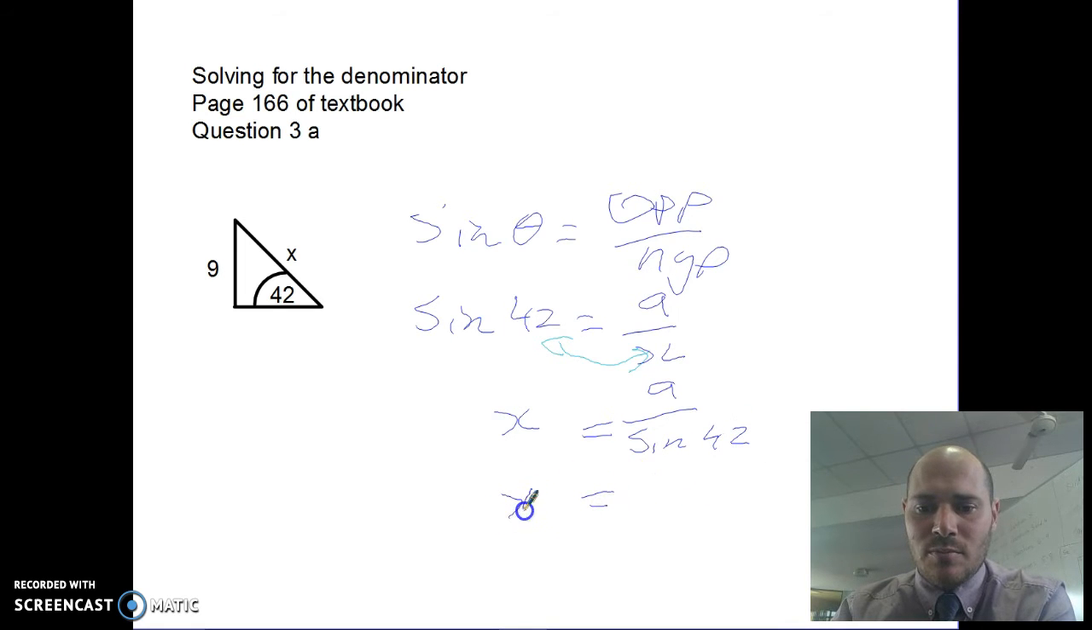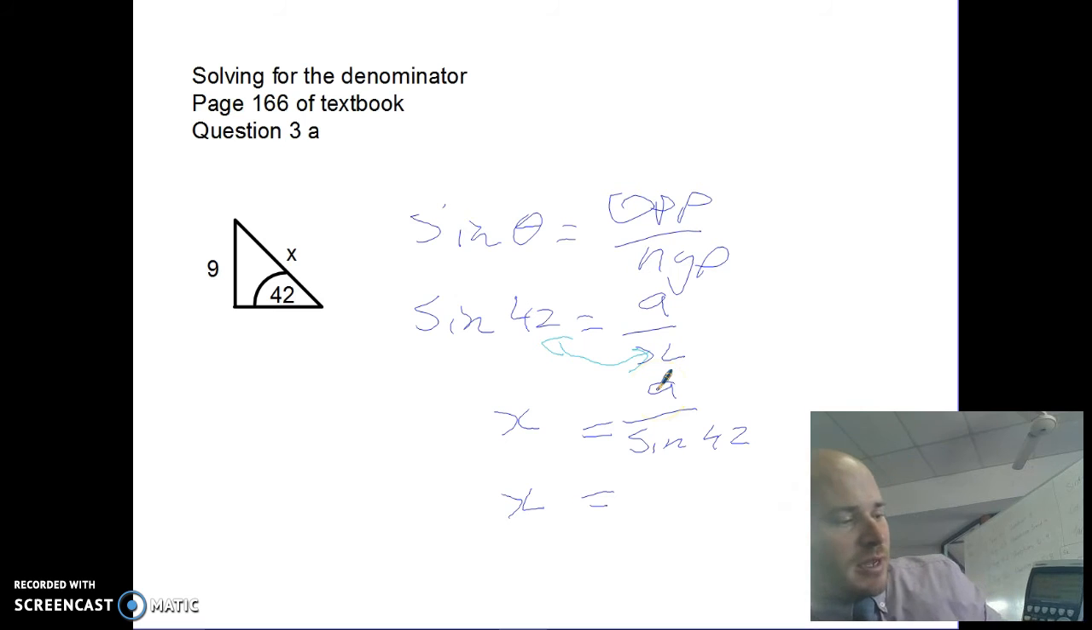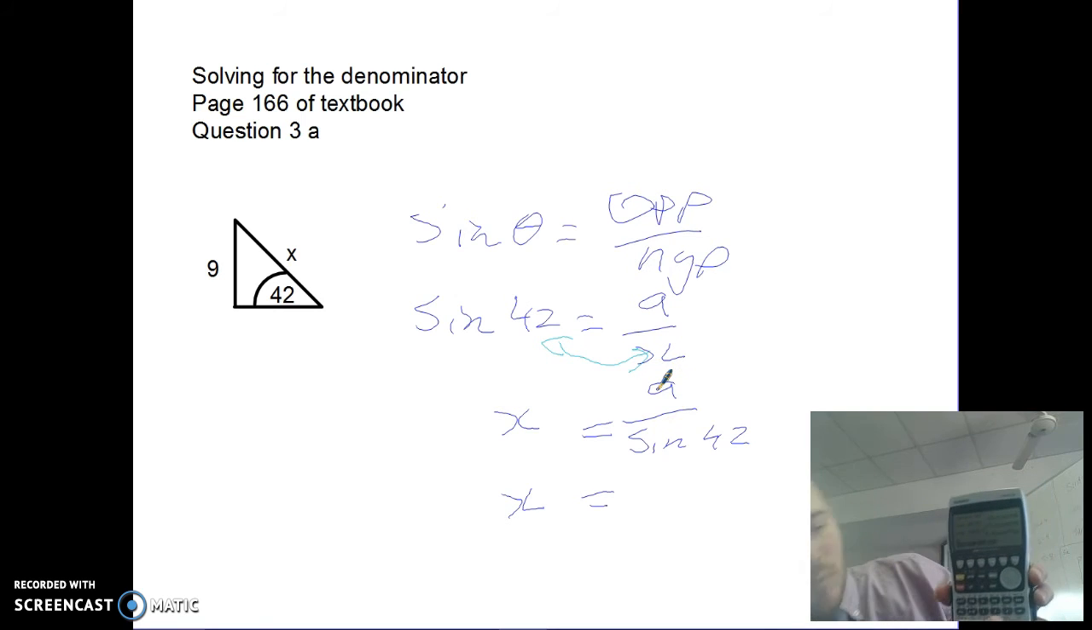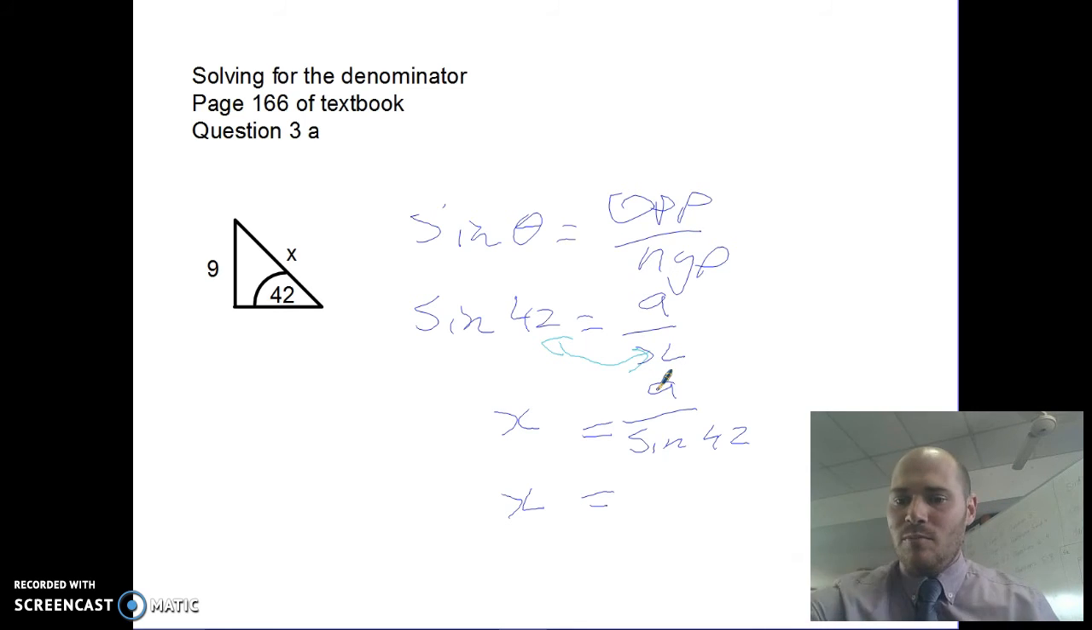So if you get to the point where you have that and your unknown is down the bottom, you can swap them over. It's a process, that's the shortcut. If you want to know the long way, come and talk to me. But then it's as simple as exactly the same thing, into my calculator, 9 divided by sine 42, enter. And I end up with 13.45. So that one becomes 13.45.